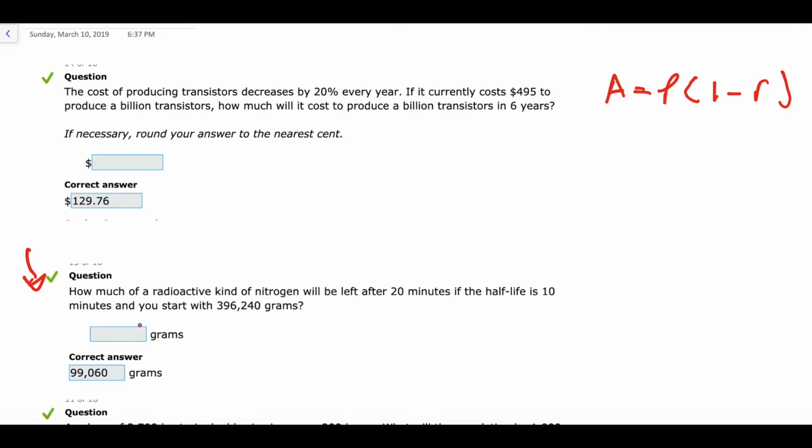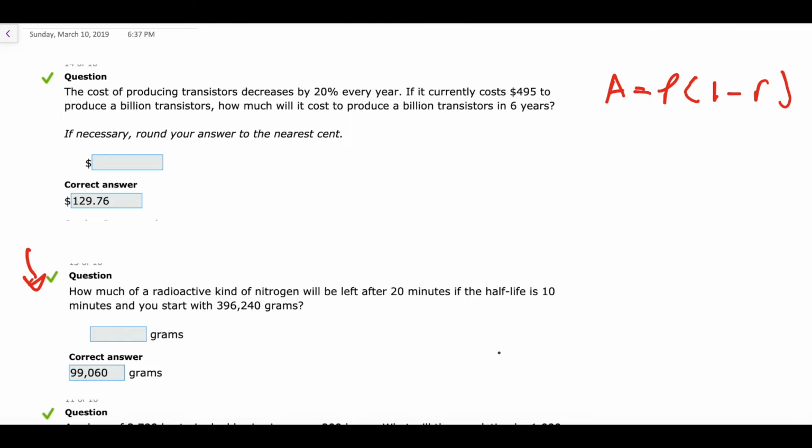It says how much of a radioactive nitrogen will be left 20 minutes after, if the half-life is 10 minutes and you start with 396,240 grams. I think you explained half-life correctly. If the half-life is 10 years, how much of this is left in 10 years? Do you divide it by half, the process I was talking about? Uh-huh. So in 10 years, it's just half that, right? And then 10 years after that, it's half that. You just keep chopping down, right? Yeah. So half-life is a 50% decrease.